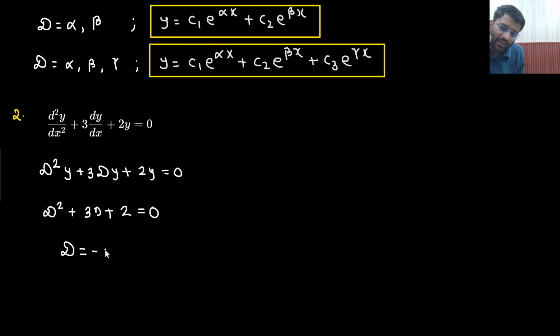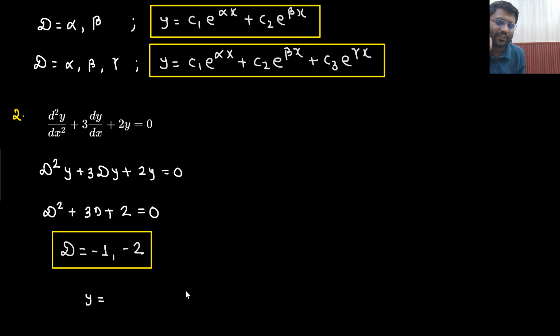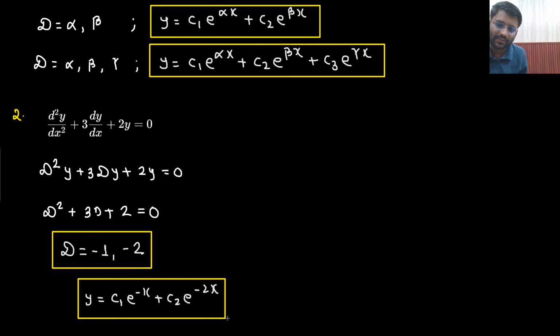What is the value of D? You will be getting minus 1 and minus 2. Right, you can solve this equation. The values of D you will be getting are minus 1 and minus 2. So the roots are minus 1 and minus 2. So what will be the value of y? Sir, it is a second order differential equation, that means there will be two constants. C1 e to the power minus x plus C2 e to the power minus 2x. There you go. This is the answer for y.